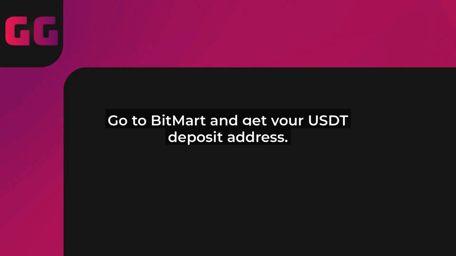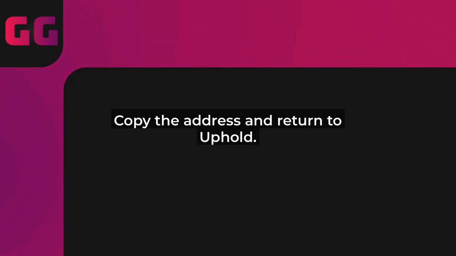First things first, make sure you have accounts set up on both Uphold and Bitmart, and that you have some Tether in your Uphold wallet. Start by logging into your Uphold account securely. Once you're in, navigate to your wallet section and select the Tether, USDT, you want to transfer. You'll see an option to withdraw or send, click that.